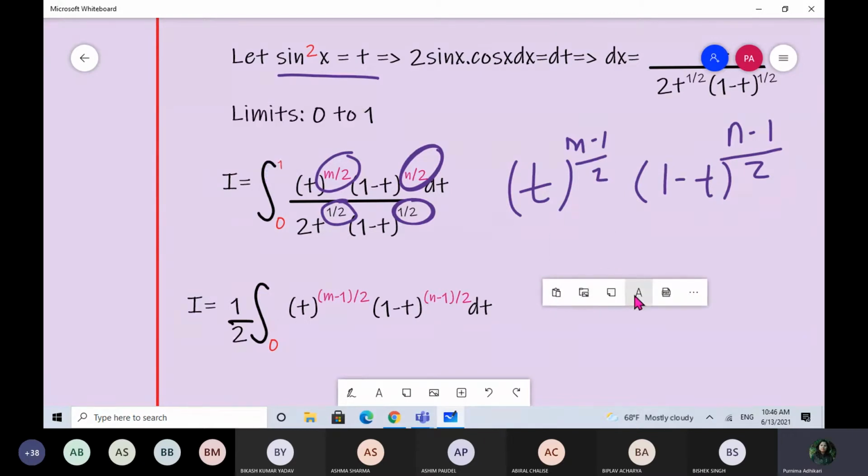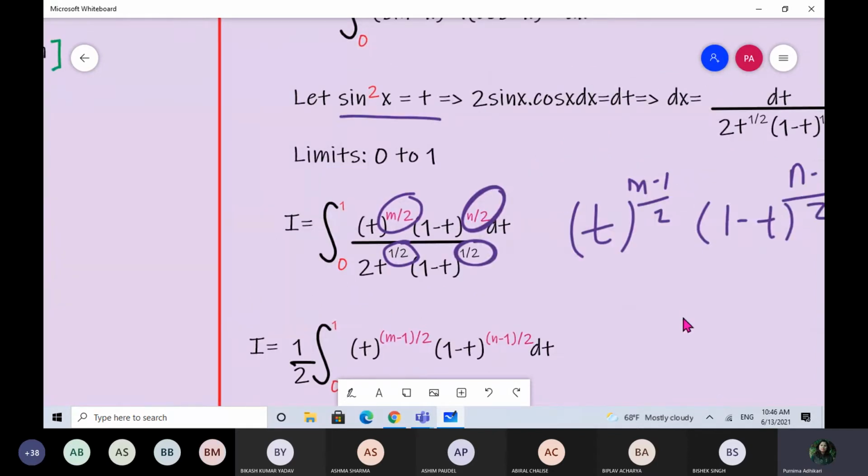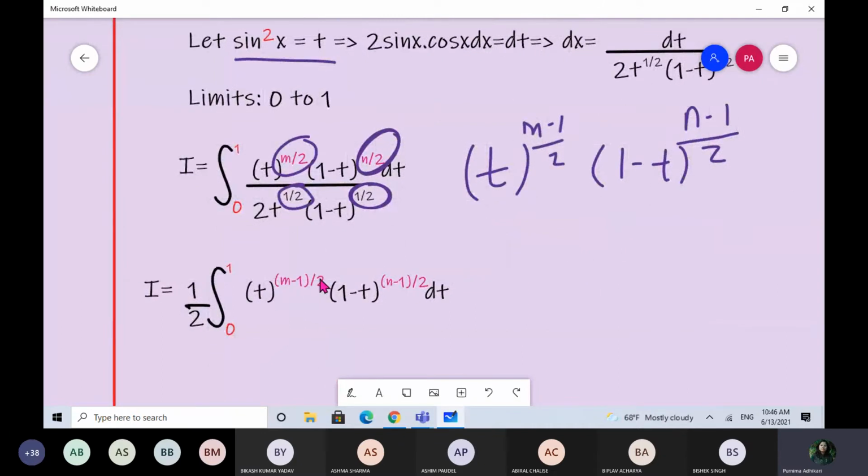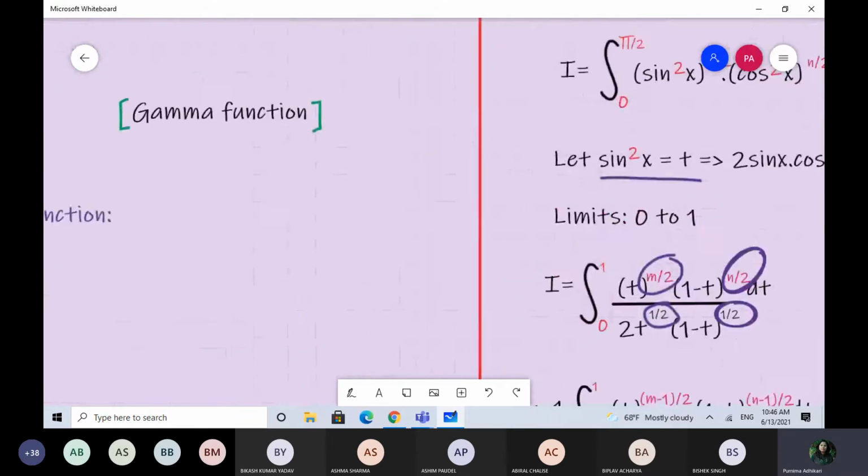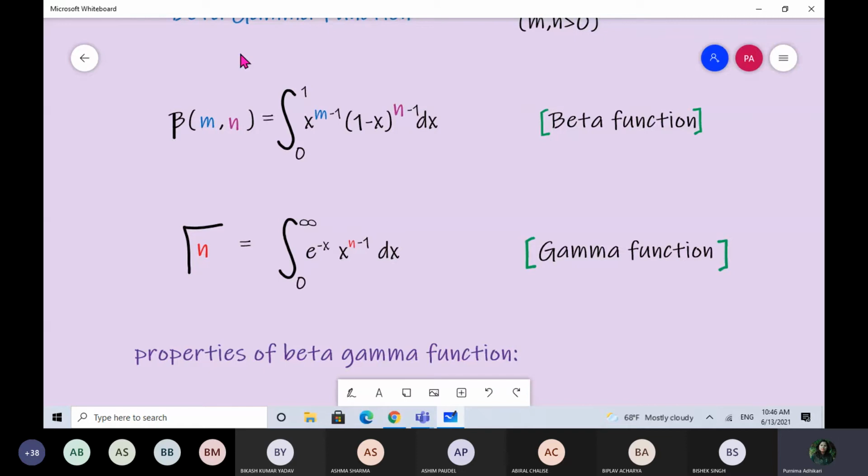So look at this integral. Can you tell me what this is? Observe your integral. Beta function. Very good. It's the beta function, isn't it? How does your beta function look? Your function is t to the power something, 1 minus t to the power something, dt, limits of integration 0 to 1. So let me show you. Isn't this exactly similar to your beta function here?